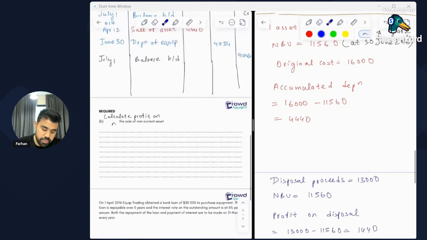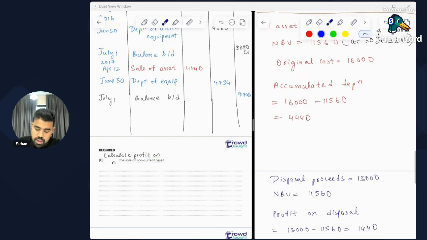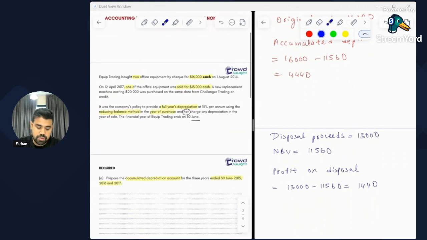Now what's the next question? Calculate the profit or loss on the sale of non-current asset. Okay. Now, this is fairly easy. So the disposal proceeds, which refers to the amount that we had sold this asset for, was $13,000 cash, which is the first line of the second paragraph. Okay. And the net book value for this asset that we had sold was $11,560.